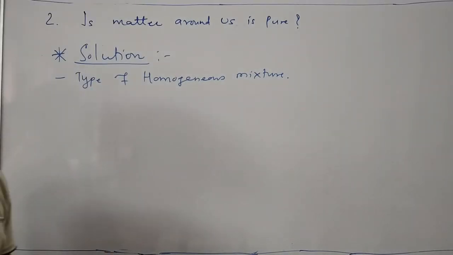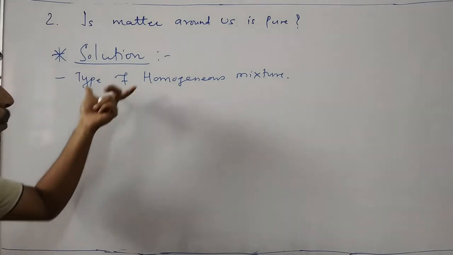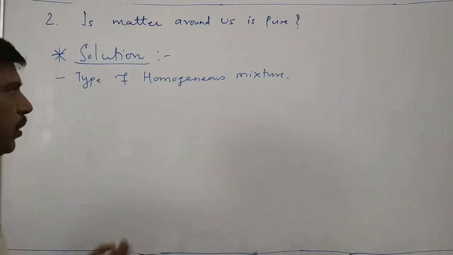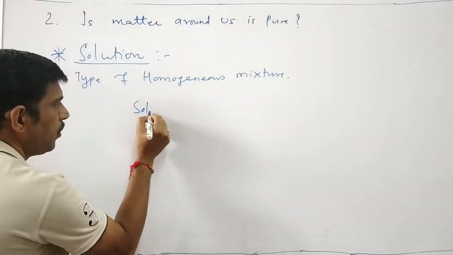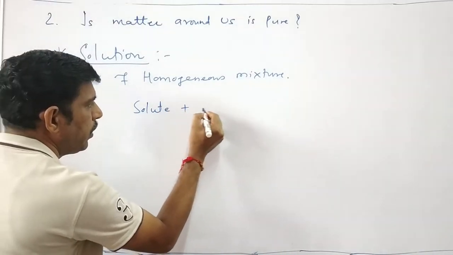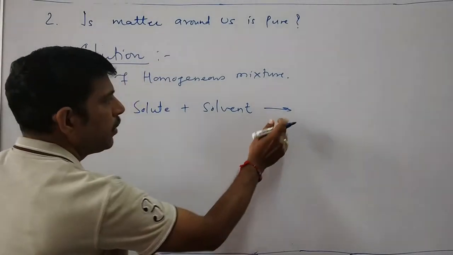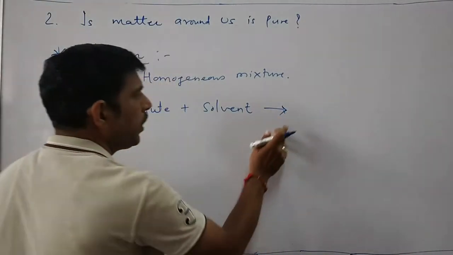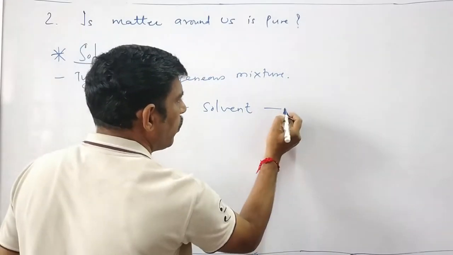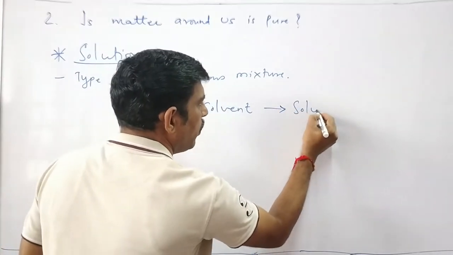Then how the solution is prepared? So to prepare the solution, we need the two components. One is solute and another is solvent. Then when these two mix together, we get solution.